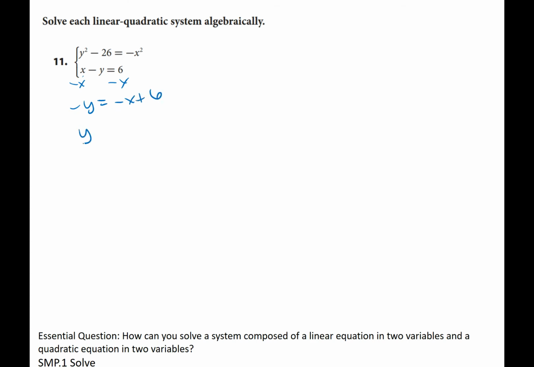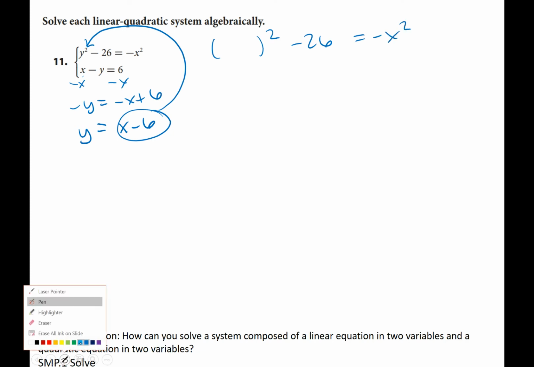And then I'm going to divide by the negative. I could have solved for x, I just chose to do y. I'm now going to take this and substitute it in here, probably because that side's more complicated. So we're going to have something squared minus 26 equals negative x squared. So when I substitute in, I've got this x minus 6. And remember, squared means write it twice.